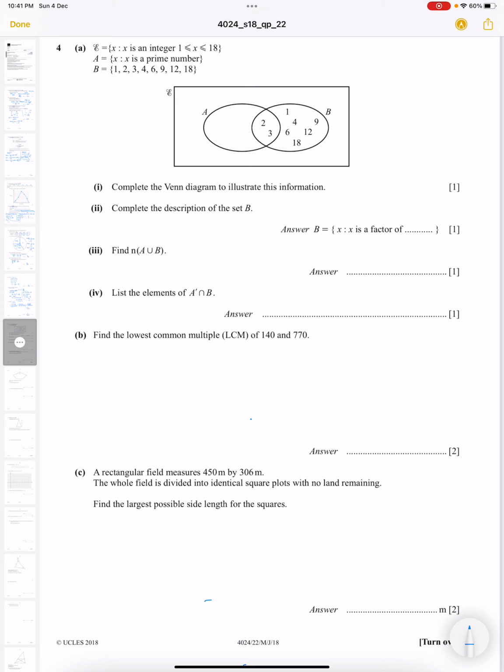Universal set is an integer from 1 till 18. Set A is the set of prime numbers and set B is of these numbers 1, 2, 3, 4, 6, 9, 12 and 18. Complete the Venn diagram to illustrate this information.